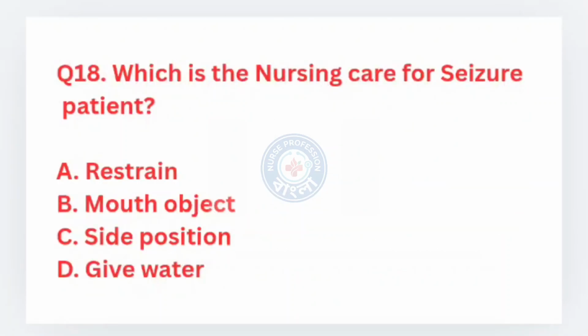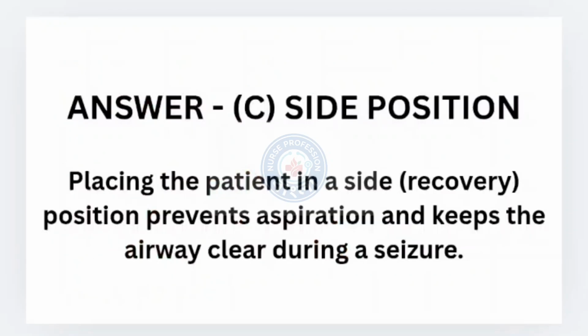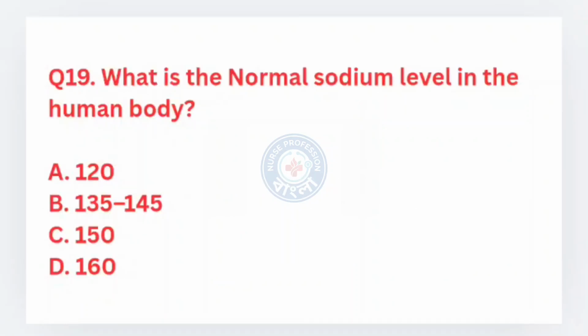Question 18. Which is the nursing care for a seizure patient? Restrain, mouth object, side position, give water. Answer: side position. Placing the patient in a side recovery position prevents aspiration and keeps the airway clear during a seizure.